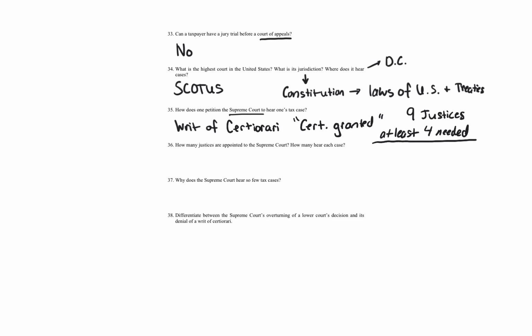Question 36. How many justices are appointed to the Supreme Court? How many hear each case? All right, we just talked about this. There are 9 justices. Again, there's 8 regular justices and 1 chief justice. How many hear each case? All 9. All 9 justices.